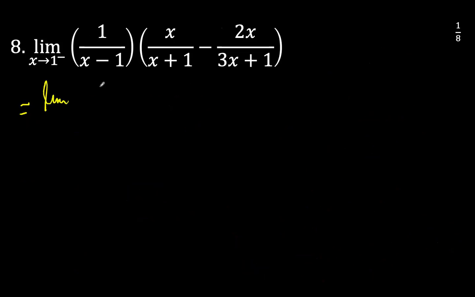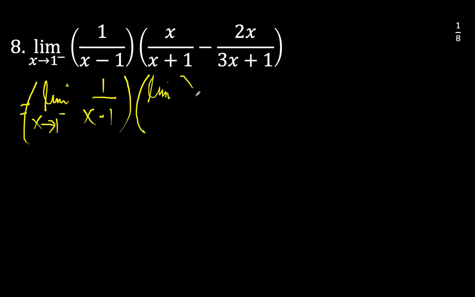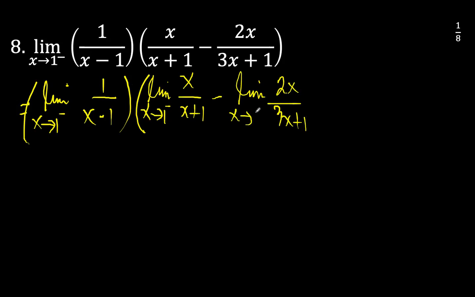So we have the limit of 1 over x minus 1 as x approaches 1 from the left, times the limit of x over x plus 1 as x approaches 1 from the left, minus the limit of 2x over 3x plus 1 as x approaches 1 from the left. Close. Okay, so let's take the limits by factors and by terms. So here, the limit of a constant is constant, so this is 1.